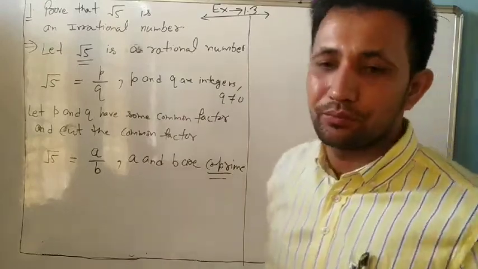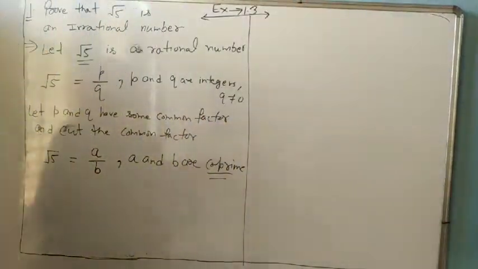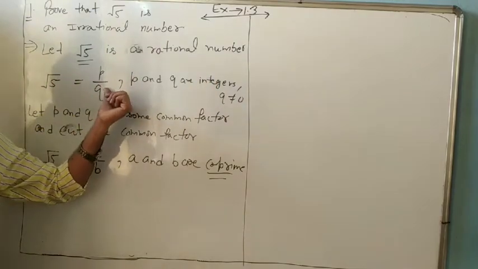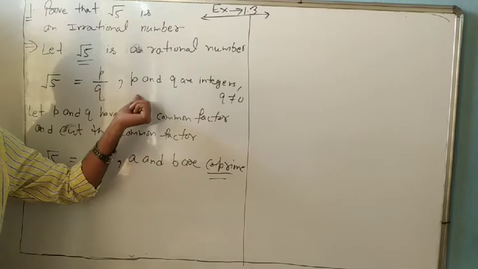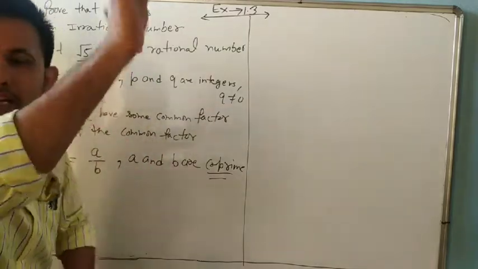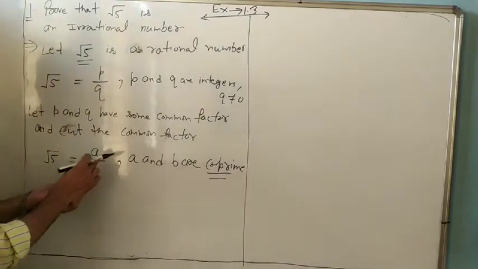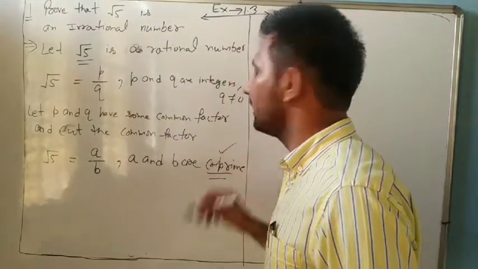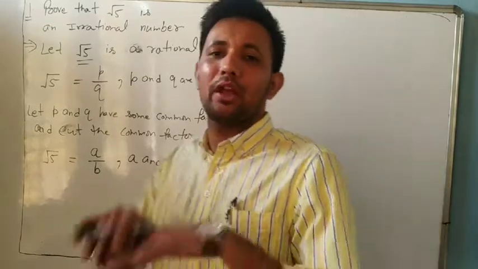A and B are co-prime. What have we done till now? Let root 5 be a rational number. If it is rational, we can write it in P by Q form. If it is in P by Q form, maybe they have some common factor. So we cut the common factor, and after that it becomes A by B, where A and B are co-prime. They have no common factor.